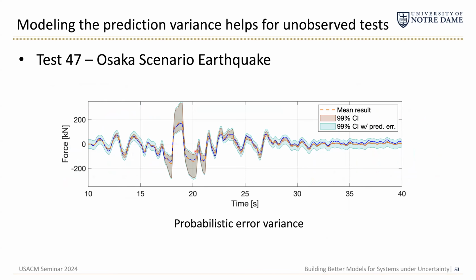Really where we get the benefit of this probabilistic model of our prediction error variance is for unobserved tests, right? So if we think about, for instance, the Osaka scenario earthquake, one of these tests, this was not included in our data set used during calibration. And now we can not only propagate forward and look at the uncertainty related to our model parameters, we can also do so with our prediction error. And this is something we're not able to do if we use a non-informative prior. So by adopting this prediction error variance in a probabilistic sense, we can now also start to consider unobserved test data and fully consider the uncertainty associated with them from both a parametric and error variance standpoint.